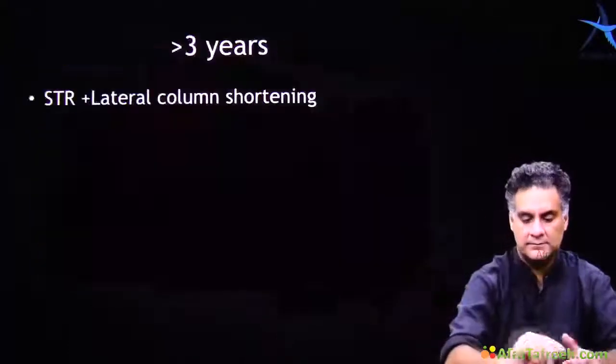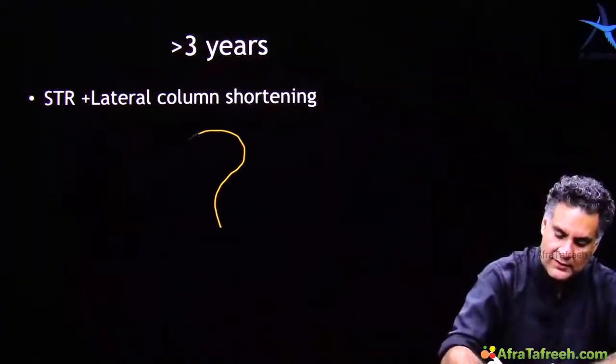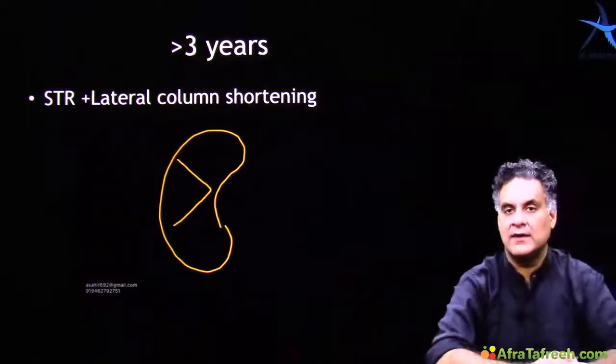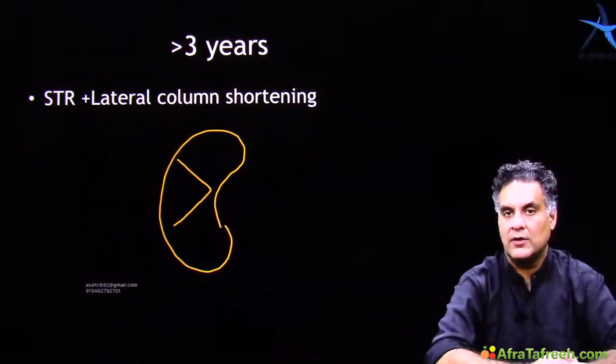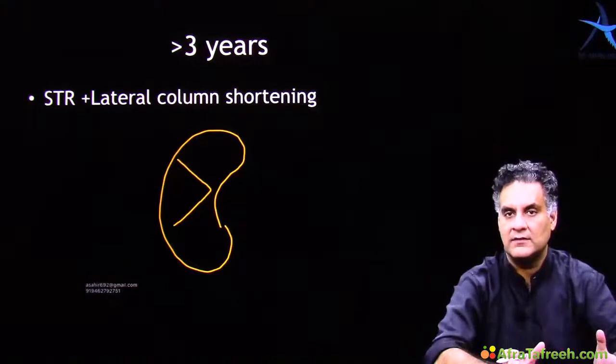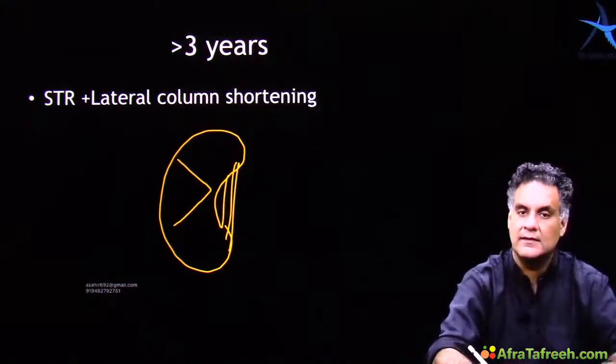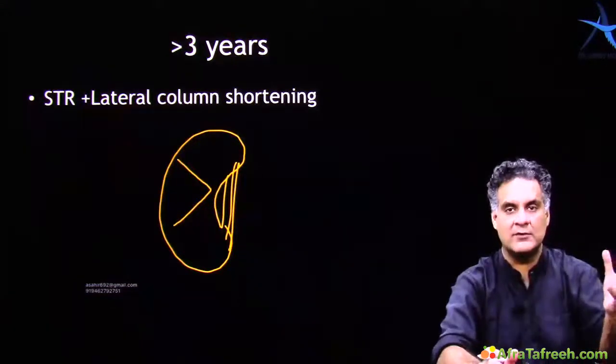Beyond 3 years, since your foot is like a bean, you take out a wedge of bone more on the lateral side, called as lateral closing wedge osteotomy, along with the soft tissue release on the medial side, which is tight. This is like a bean or a club. Club is a stick used to play golf.